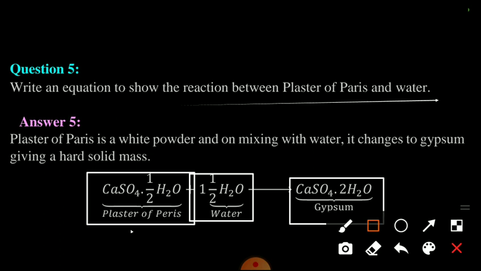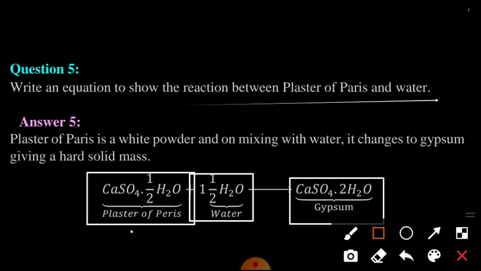And this reaction we can observe when the doctors use plaster of Paris for supporting fractured bones in the right position. Plaster of Paris is a white powder, and on mixing with water it changes to gypsum, once again giving a hard solid mass. So the equation is CaSO4·½H2O plus 1.5 H2O. It will give CaSO4·2H2O, which is called gypsum.